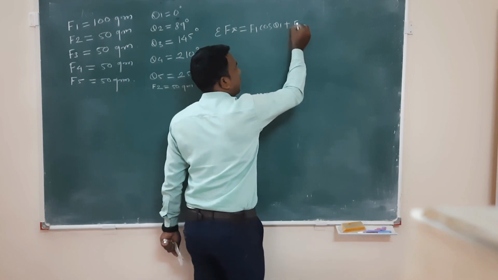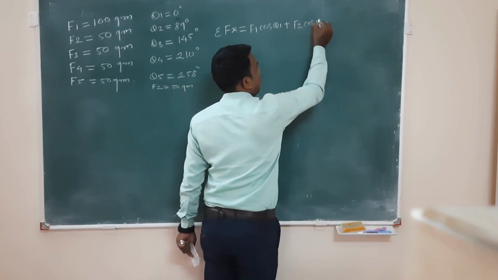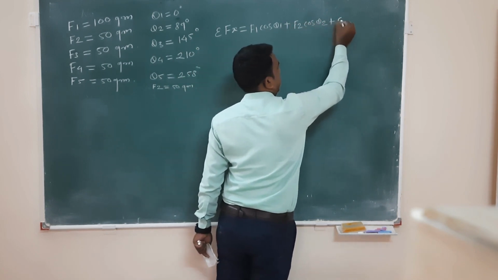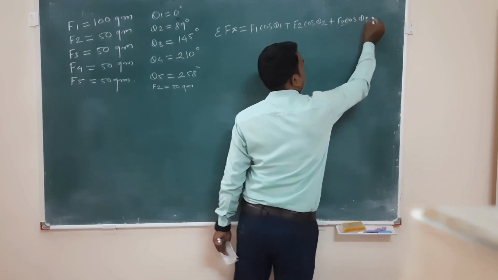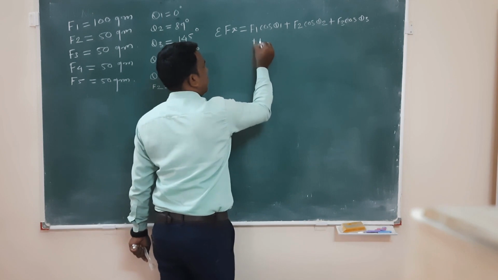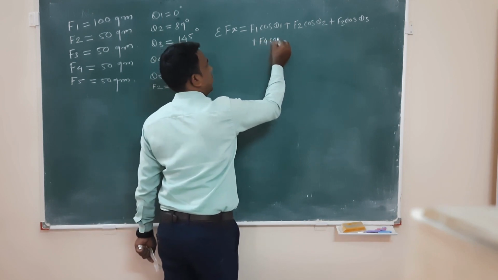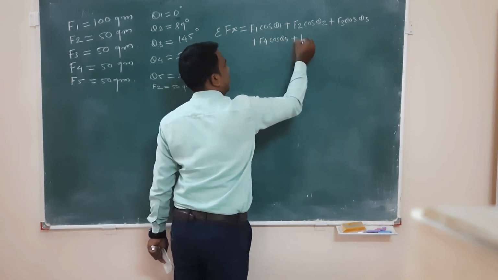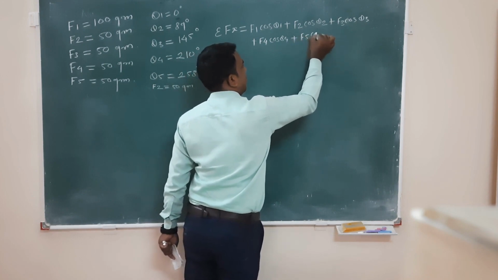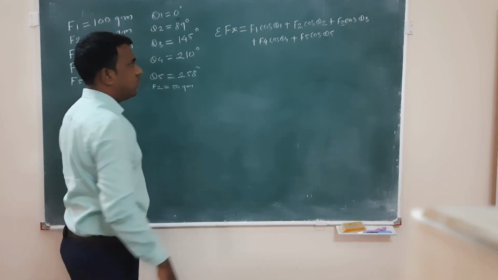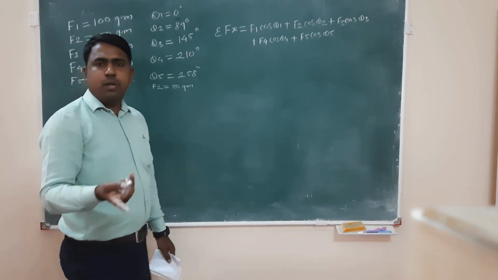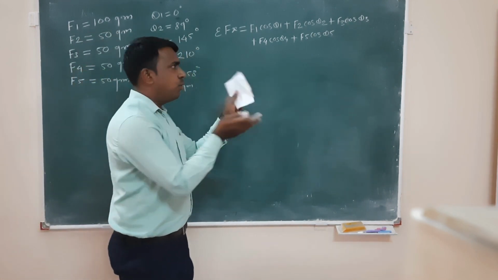plus F2 cos theta 2 plus F3 cos theta 3 plus F4 cos theta 4 plus F5 cos theta 5. So we have the value of F1 and theta 1, F2 and theta 2, F3 and theta 3. So that value we have to put in the equation.